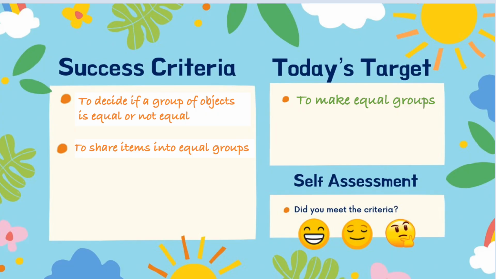Well done, everybody. So do you think you met today's success criteria? Can you decide if a group of objects is equal or not equal? Can you share items into equal groups? Today's target was to make equal groups. Did you meet the criteria? If you did, on your work, give yourself a super smiley face. If you think you're getting the idea, give yourself a smiley face. If you're still thinking about it, have another look over this video and maybe have another go.